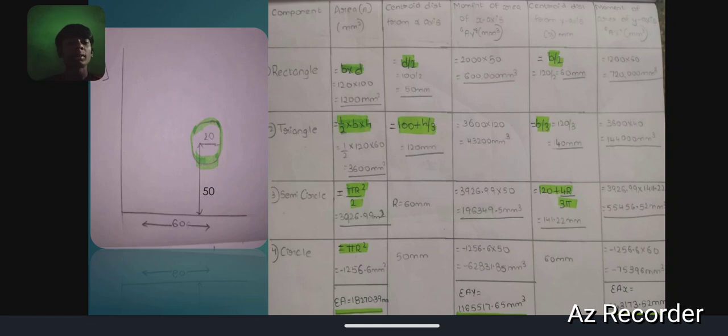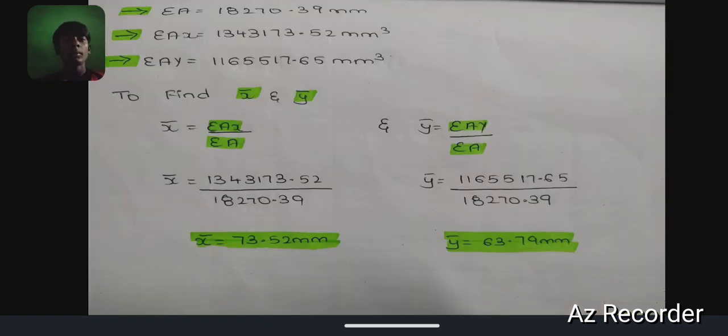For all these components we have to add the areas, we get the summation of A, which is 18,270.39 mm square. We also have the summation of Ay, 11 lakh something, and the summation of Ax, which is 13 lakh something. The values are quite large.